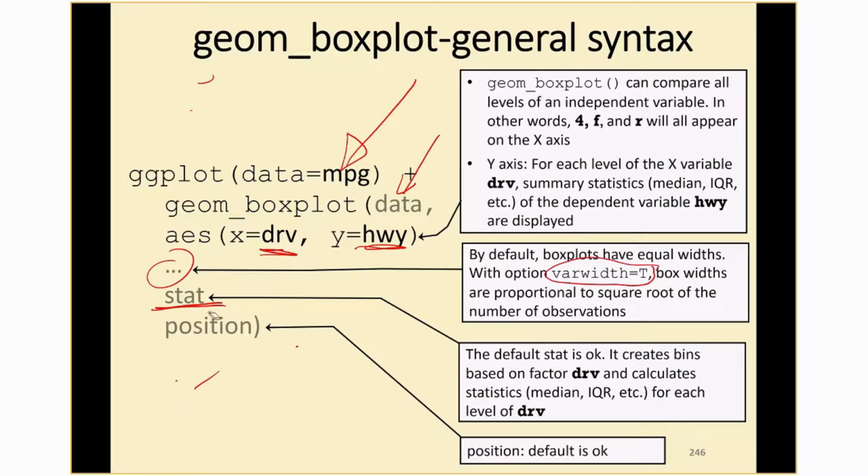For geom boxplot, it's a pretty complicated stat. We don't have to worry about it. It works okay by default, but what it actually does is take this variable highway mileage that we specified as our y variable, and calculate a bunch of statistics, the median, the interquartile range, etc., and that's what's going to go on the y-axis. In terms of position, the default position is just fine.